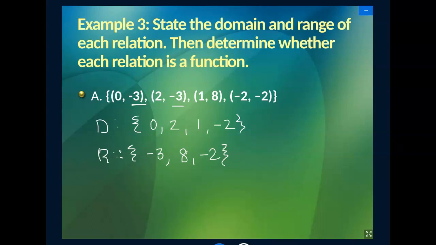Now, does this pass the rule? For every x, there is only one y. Do the x values repeat at all? No, the y values do, but that's okay. So yes, this is a function.